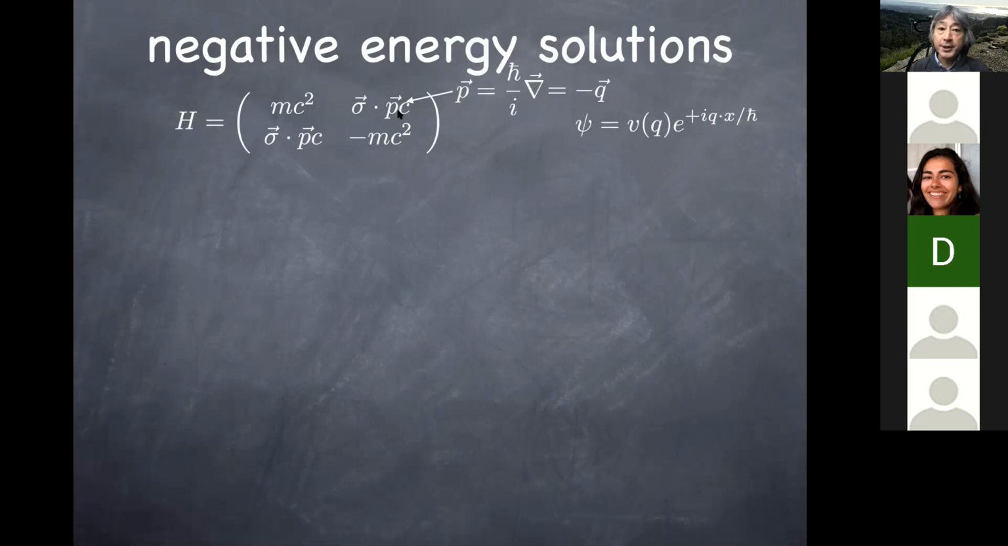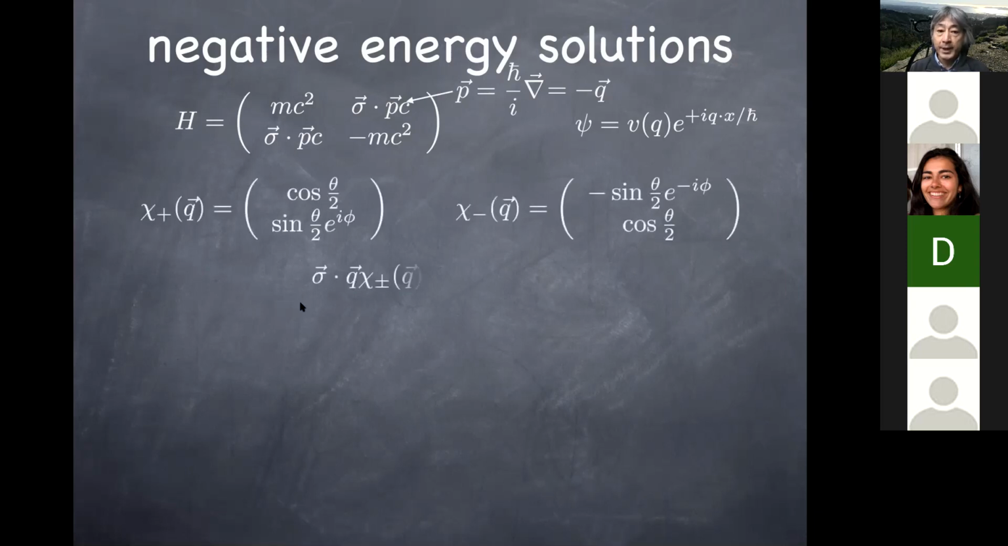So I need to substitute negative Q into derivative operator P in this 4x4 matrix to look for eigen solutions. We again use these two component solutions as an eigenvector or eigenspinor of this 2x2 sigma.q matrix. So we know these solutions. But we have to be careful about the minus sign I got for Q.